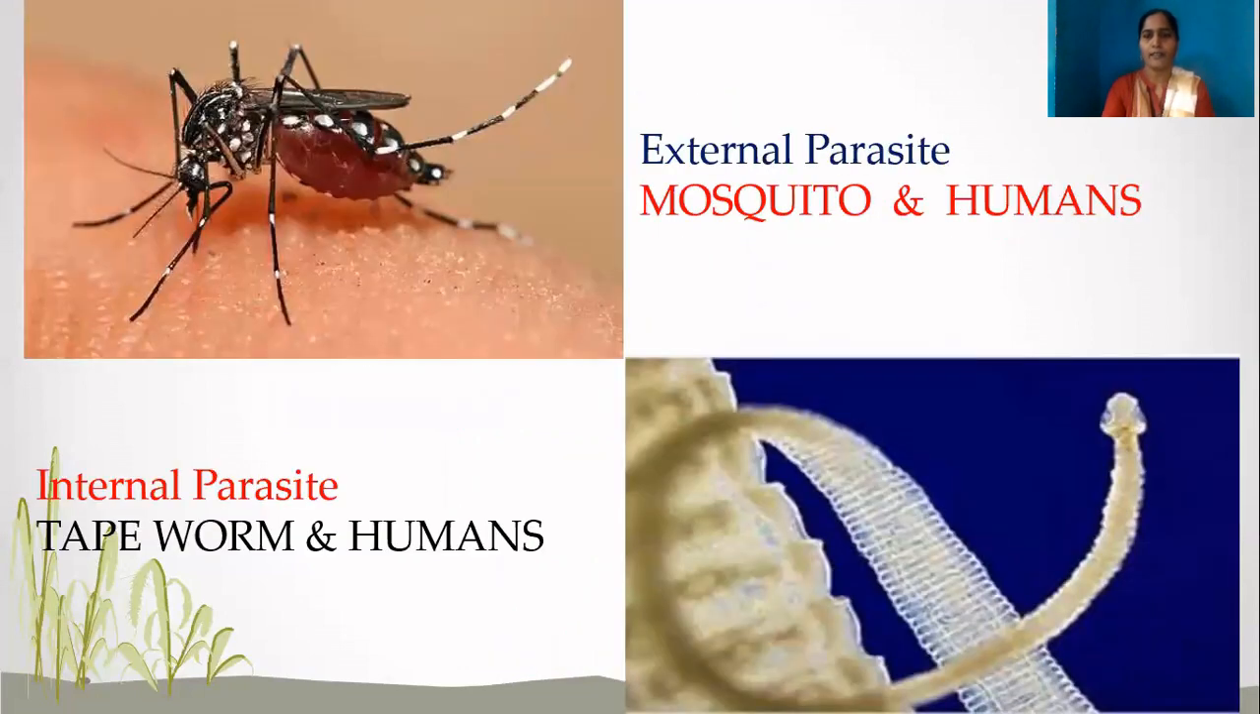Under parasites, we have external parasites and internal parasites. The parasites that are present in the external environment of the host come, take the blood and survive. It's an external parasite. Whereas in case of an internal parasite, it lives inside the host and destroys them.